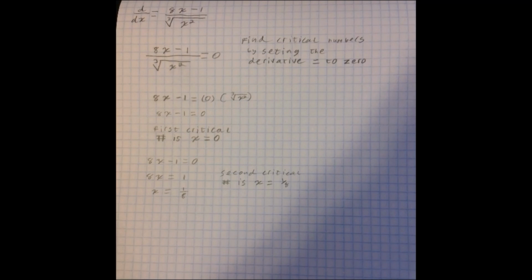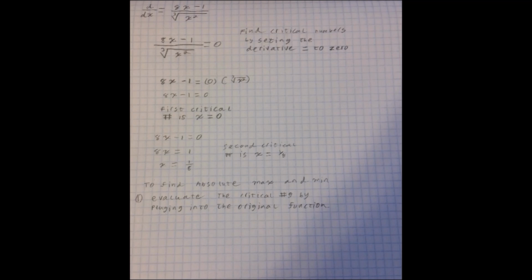From here we bring the -1 to the right side, transforming it to a positive 1, and from that we divide both sides by 8, making our second critical number x equals 1/8.